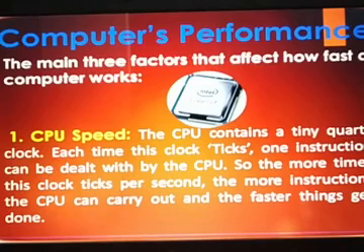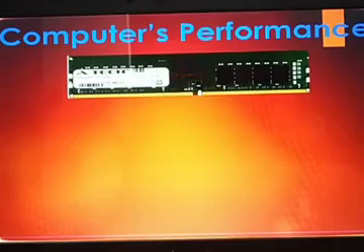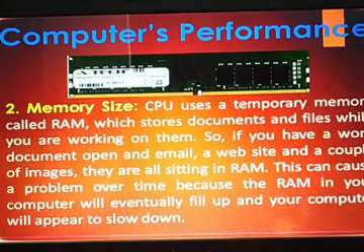The next thing is memory size. The CPU uses a temporary memory called RAM, which stores documents and files while you are working on them. So if you have a Word document open and an email, a website, and a couple of images, they are all sitting in RAM. You can be sure of this because, remember, when you switch your computer off, they will disappear. RAM is volatile, that is, non-permanent memory.